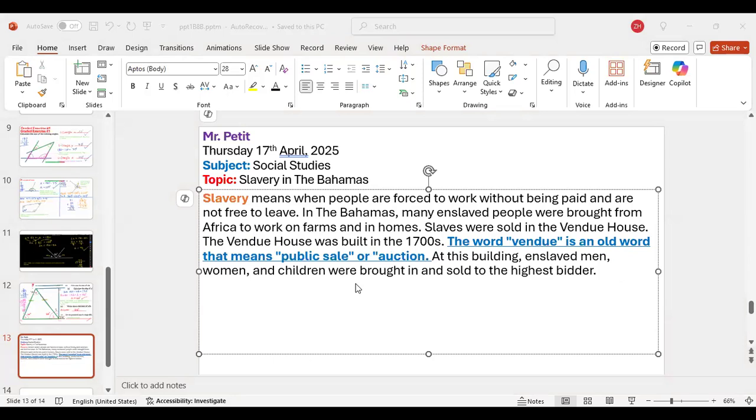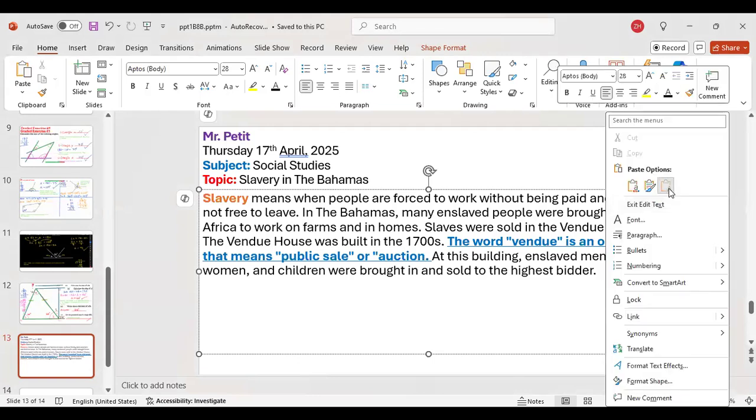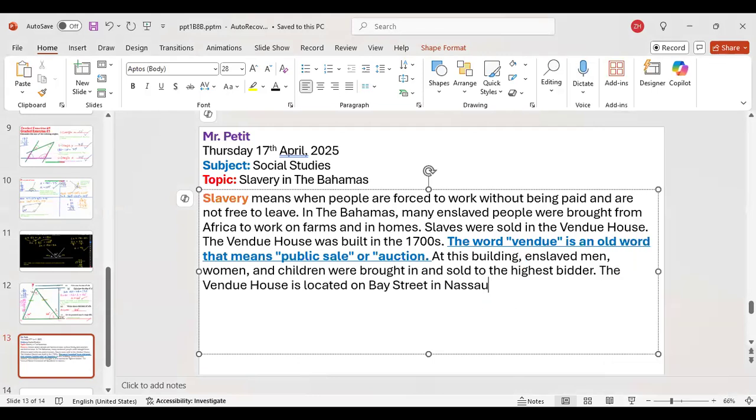Where is the Vendu House located right now? Downtown Bay Street. Very good. So what is the Vendu House used for now? The Pompey Museum. Very good. The Vendu House is no longer used for slavery. It's used as a museum. The Vendu House is located on Bay Street in Nassau.